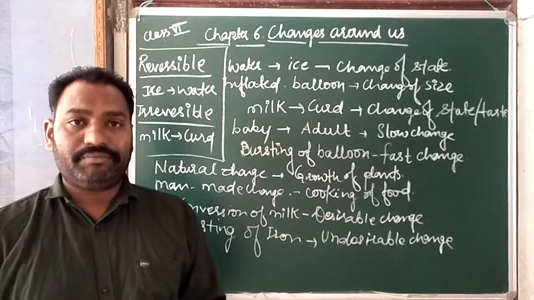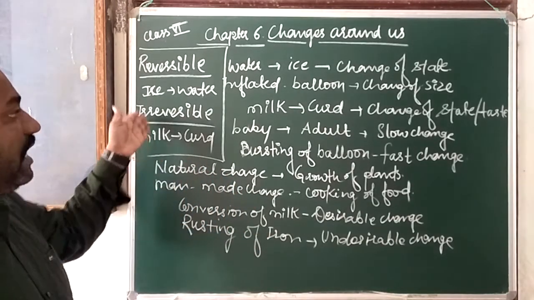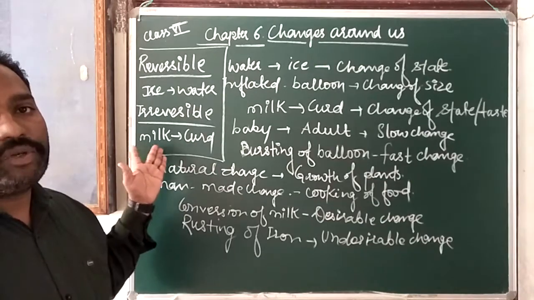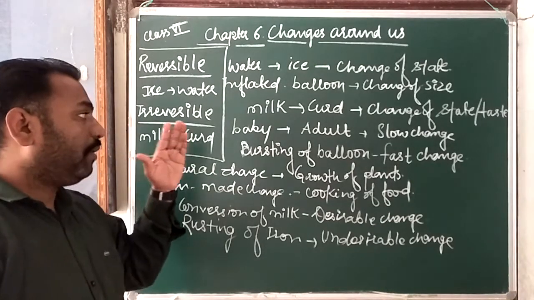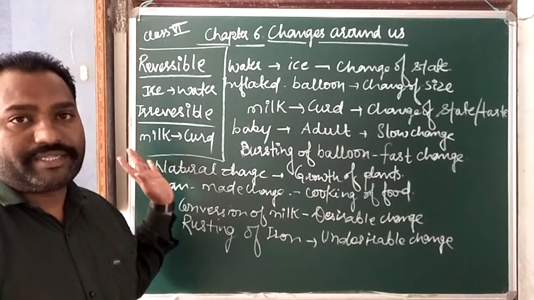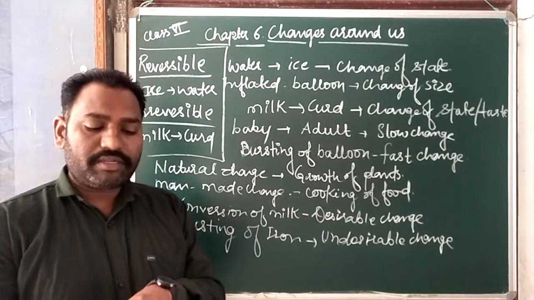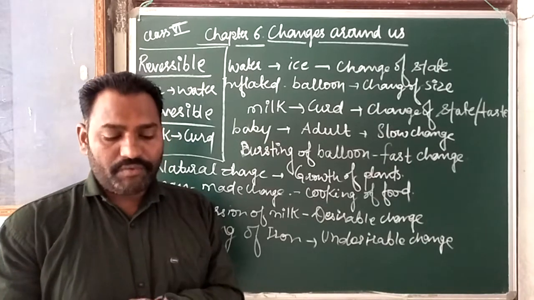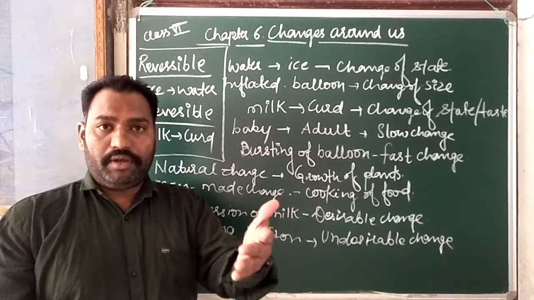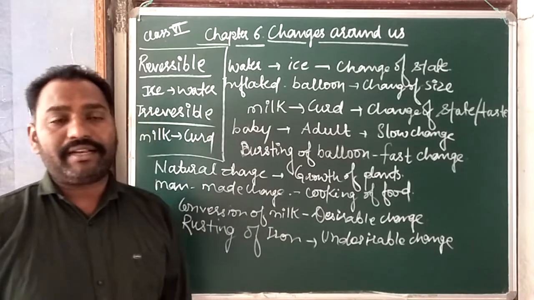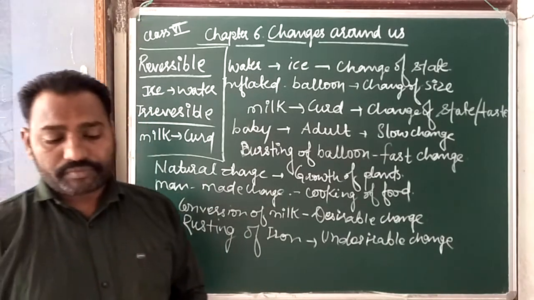So you can see here, once this change happens, once the product is formed from the particular reactant, then from the product we cannot get the reactant back. So look at that. If once curd is produced from the milk, again we cannot get milk. Once the dough is prepared with the help of flour, then we cannot get the flour again from that dough.